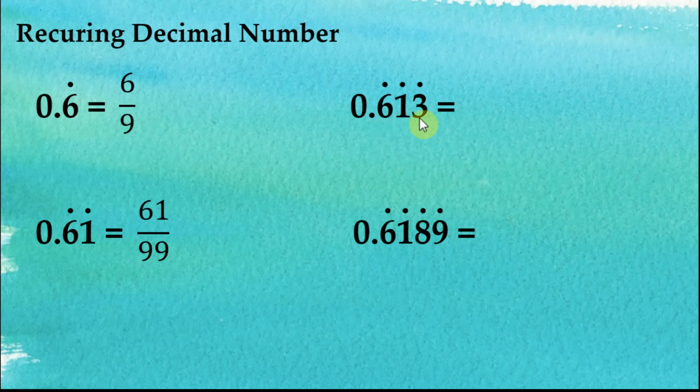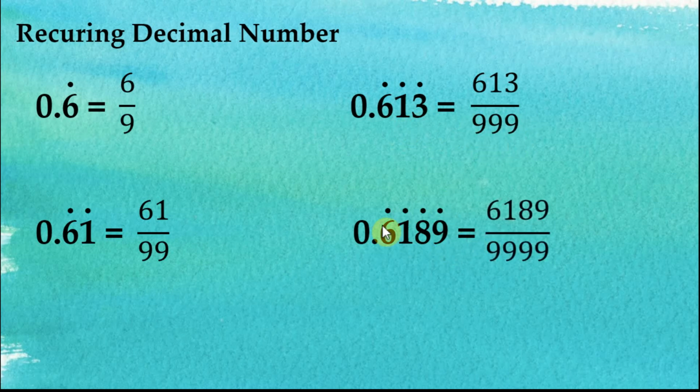If we have three numbers recurring, then we take this number 613, divide it by 999. So three decimal places, 3 nines in the denominators. If we have four decimal places, then we divide these numbers by 9999. Let's see how this trick works.